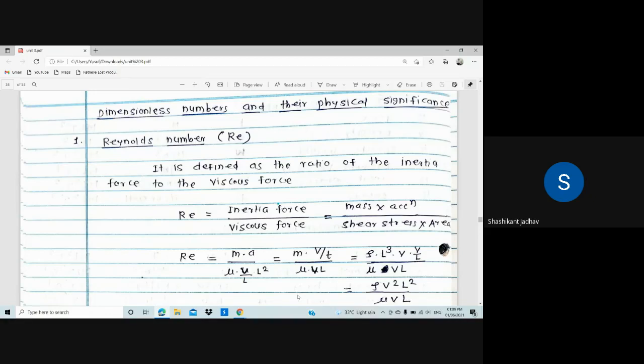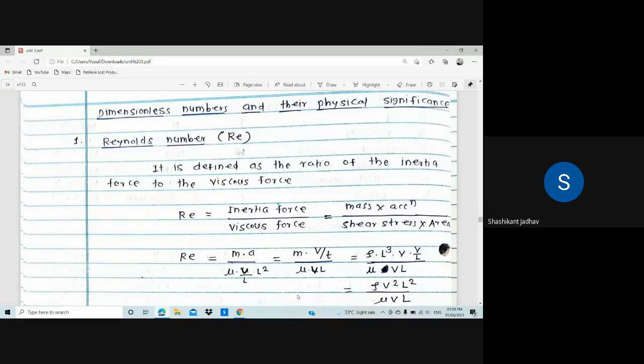What is the definition of the Reynolds number? It is defined as the ratio of inertia force to the viscous force. The ratio of the inertia force and the viscous force is nothing but the Reynolds number.